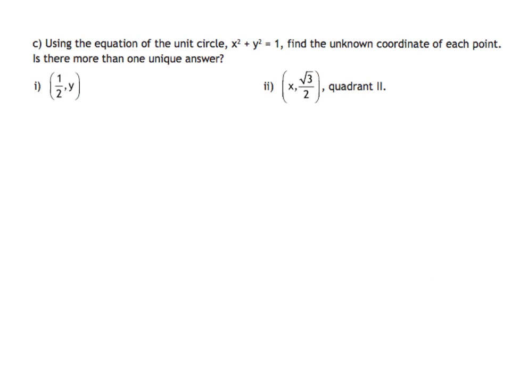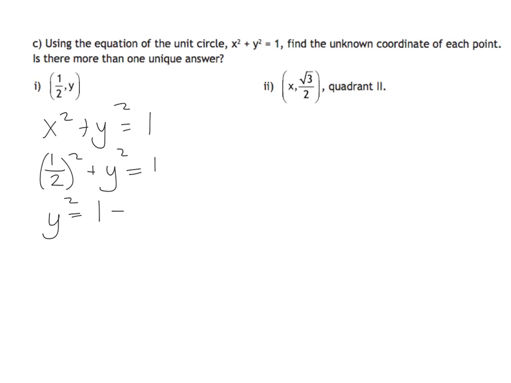So this one says, using the equation of the unit circle, x squared plus y squared equals 1, find the unknown coordinate of each point. And then, is there more than one unique answer? So, x squared plus y squared equals 1. What is the y coordinate when the x coordinate is 1/2? That's what it's asking you. So we'll do 1/2 squared plus y squared equals 1. y squared equals 1 minus 1/2 squared.